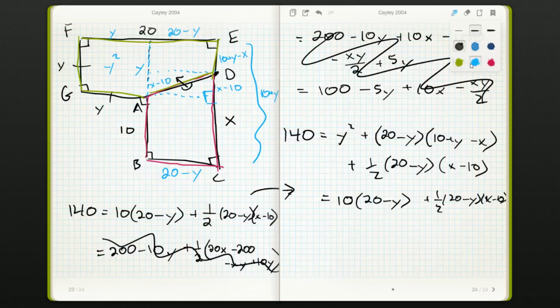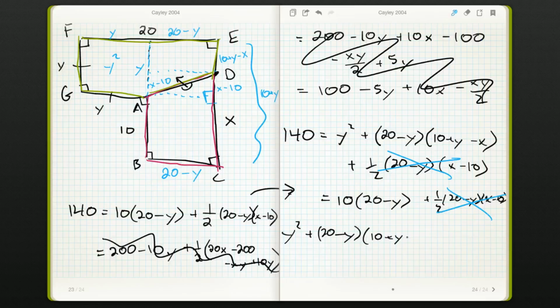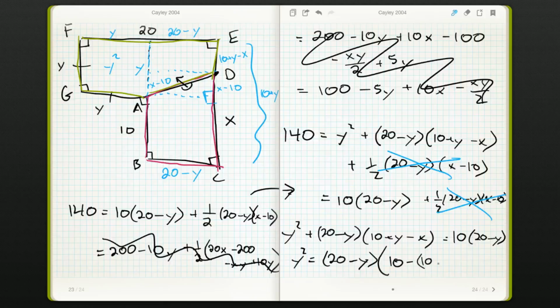But the point is, this and this cancel out. So now I know y squared plus, we'll deal with this guy in a moment, 10 plus y minus x is the same as 10 times 20 minus y. Now, the 20 minus y's catch my eye. I'm going to bring them over to the same side and factor them out. I'll have 10 minus 10 plus y minus x. So I can simplify that.